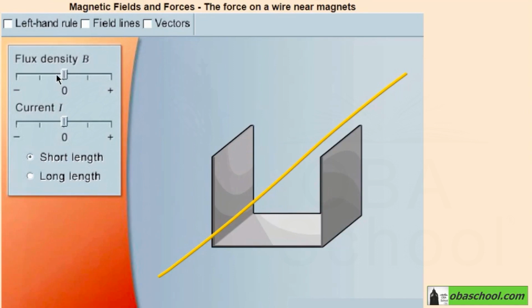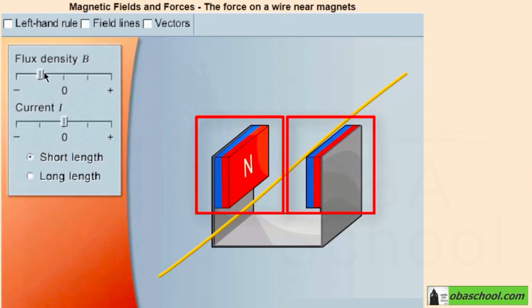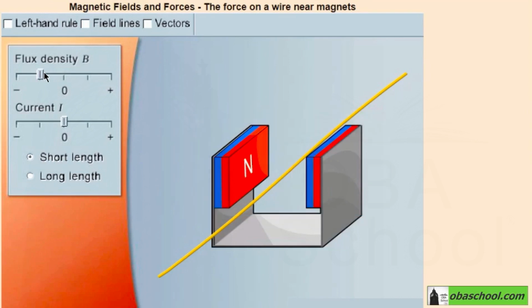Let's drag the flux density slider one notch to the right, the negative side. You can see that 2 blocks of magnet have been added to the steel. A magnetic field increases the flux density B from its initial 0 value.